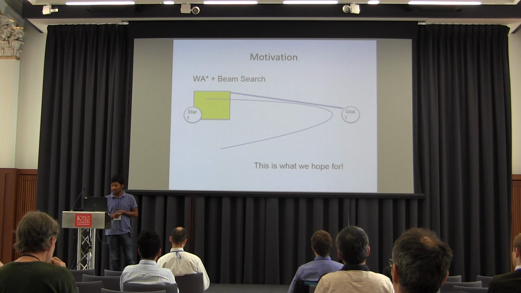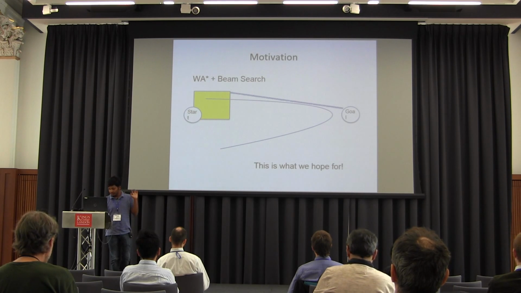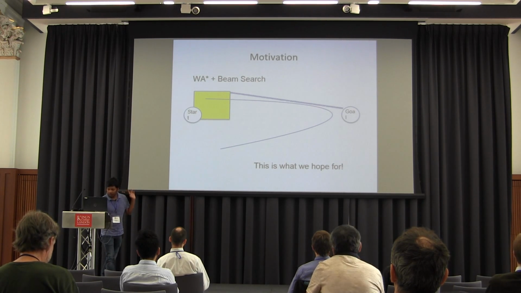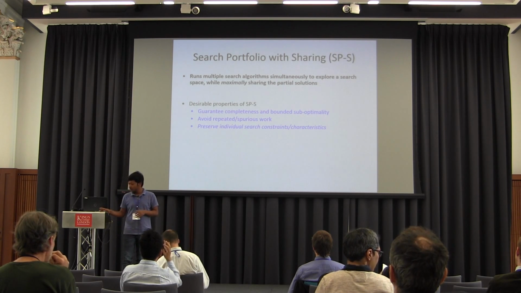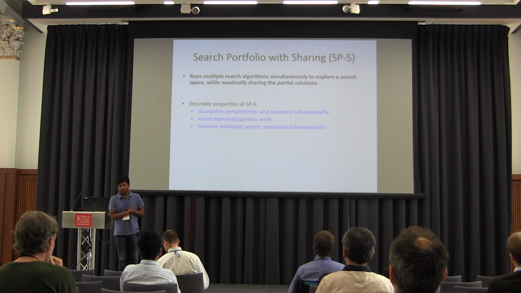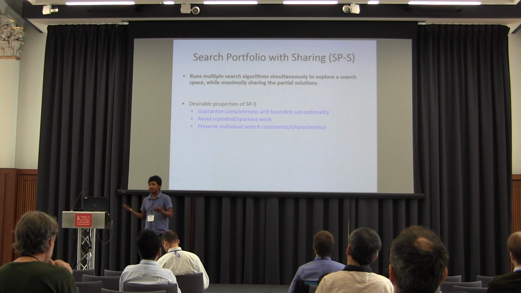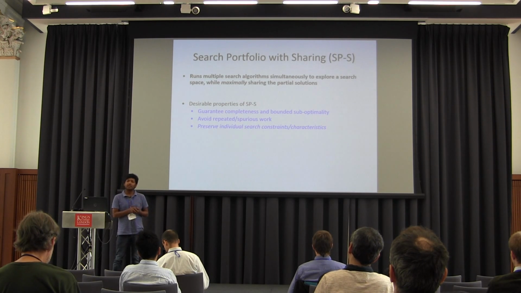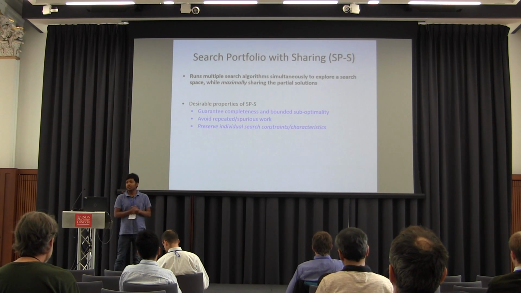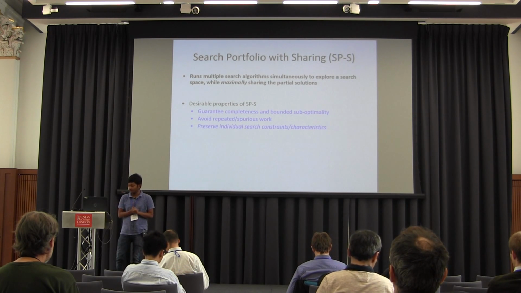Of course, in real life, things are not as rosy. But with this motivation, we propose the search portfolio with sharing, which basically follows the same principle as algorithm portfolios. It runs multiple searches to solve a given instance, but with the difference that now it tries to maximally share the intermediate state and path information across the algorithms.